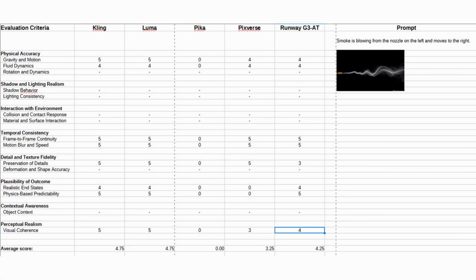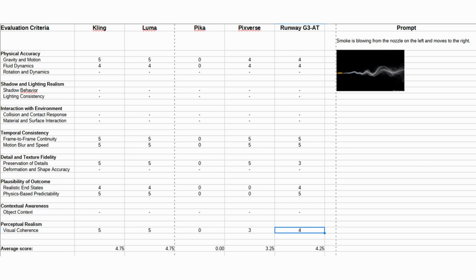Here are the final results. The highest scoring AIs were Kling and Luma, both of which got scores of 4.75. Runway Gen 3 averaged 4.25. Pixverse followed up with 3.25. And Pika came bottom of the list with a score of 0. That's because all it did was generate a static view which it zoomed in on slightly.